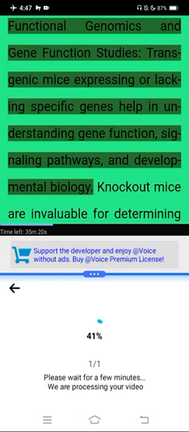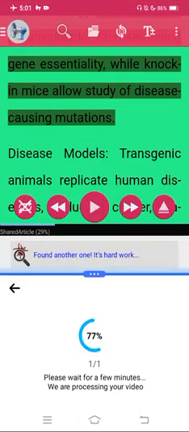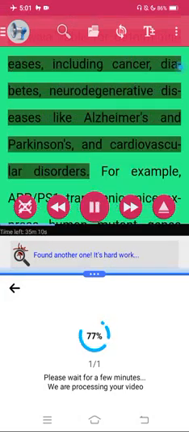Functional genomics and gene function studies. Transgenic mice expressing or lacking specific genes help in understanding gene function, signaling pathways, and developmental biology. Knockout mice are invaluable for determining gene essentiality, while knock-in mice allow study of disease-causing mutations.